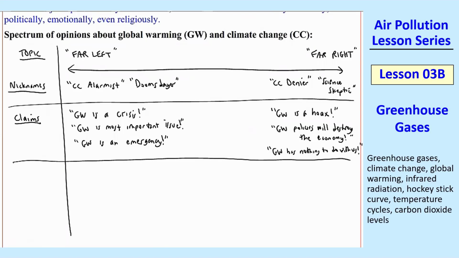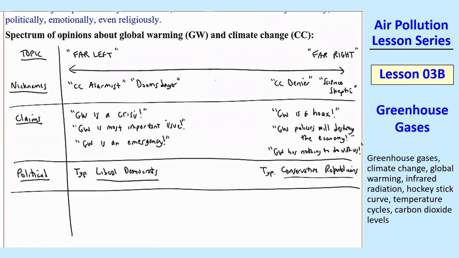For example, let's look at some of the claims. On the left, global warming is a crisis. It's the most important issue. It's an emergency. On the far right, it's a hoax. Global warming policies are going to destroy the economy. Global warming has nothing to do with human beings. It's all natural. Whatever's going on is natural.